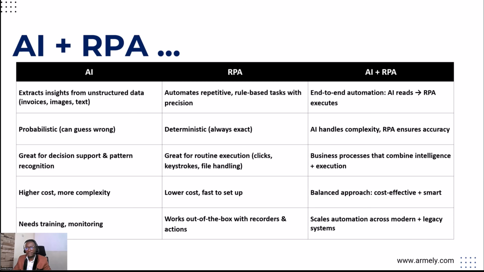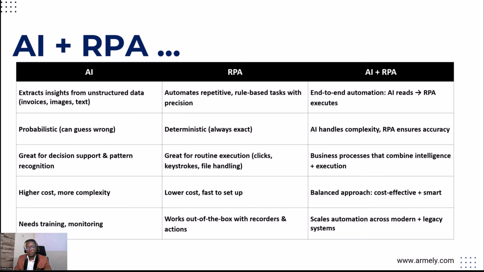So at the moment, AI is probabilistic in that it can guess wrong in some places, but RPA is deterministic because it's rule-based. It's following what we've instructed it to do, and it even copies or mimics what you as the user are doing. So when you combine the two, we're going to have AI handling complexity, and on the other side, RPA ensuring accuracy.